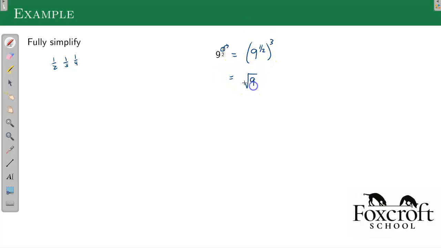The 9 to the 1/2, we know that's a root. That's the same as the square root of 9. And the square root of 9 is 3. And now we just have 3 to a positive whole number. That's just 3 copies of 3, which is 27. All right, so 9 to the 3 halves is 27. So this uses pretty much every single type. Oh no, we didn't use negative. 2 of the 3 types of exponents.